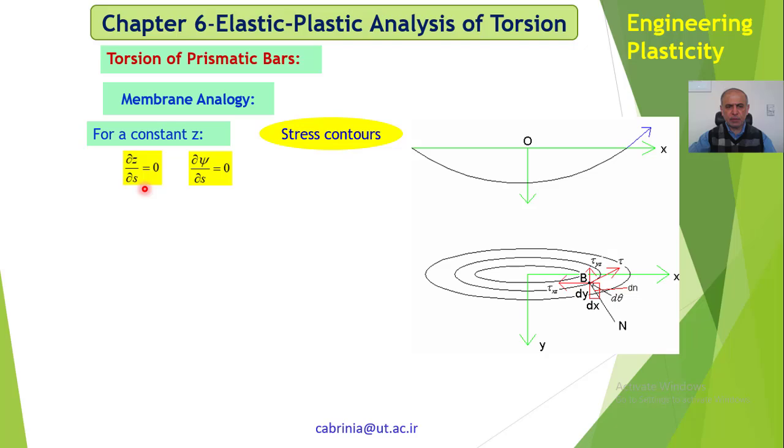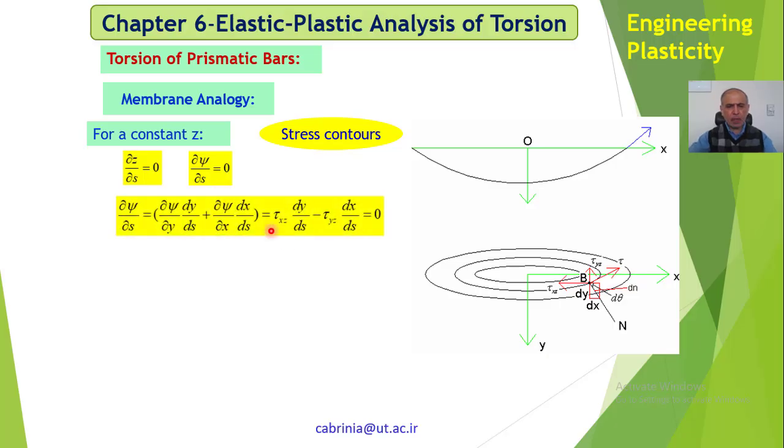So if z is constant, then partial z partial s and partial psi partial s are equal to 0, because they are equivalent. And therefore, partial psi partial s, what does it mean? Partial psi partial y dy ds. So partial psi partial y is tau xz, and that is minus tau yz. So we get this relationship.